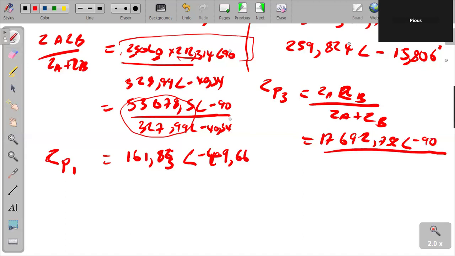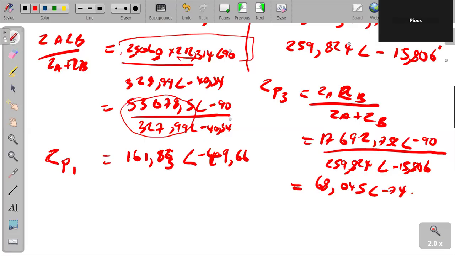Divided by 259.824, which we've just determined, angle of negative 15.806. Simplifying, that gives us 68.045 angle of negative 74.194. So we have ZP1, we have ZP3. Let's go back to the fundamental.